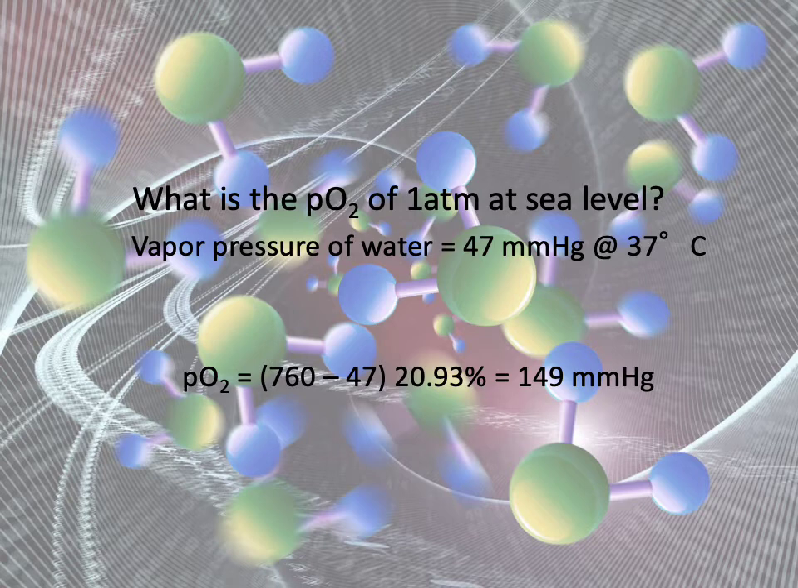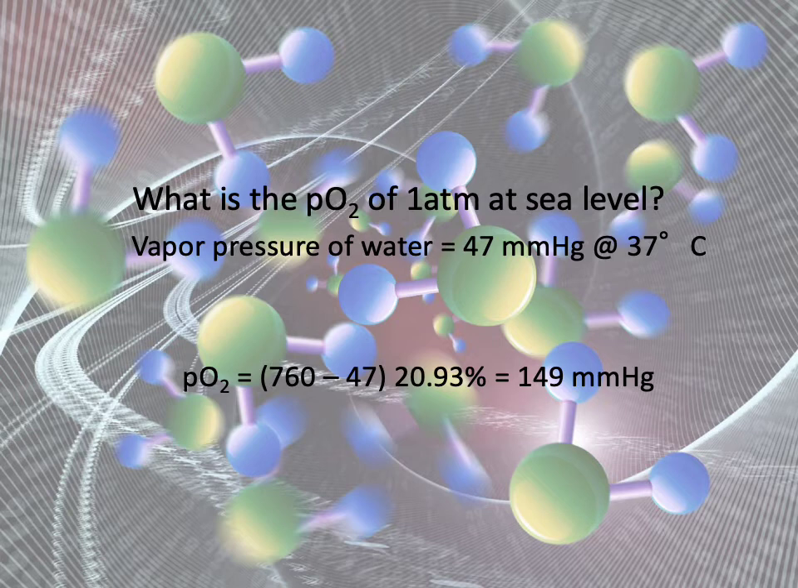Not so for clinical chemistry, because body temperature is considered 37 degrees, and that's the temperature that we're interested in. So, hallelujah, for us, at least we have something going for us here. We only have to remember one number. The vapor pressure of water at 37 degrees is 47 millimeters of mercury. That's important to remember. You need to commit that to memory. Vapor pressure of water at 37 degrees is 47 millimeters of mercury.